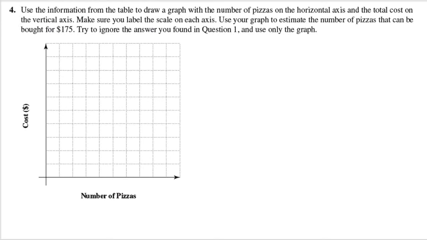Okay. So for my graph, I have number of pizzas on the horizontal axis. I have cost on the vertical axis. The first point I have to graph is 0 pizzas, $0. Now I have to think about my situation here. 1, 2, 3, 4, 5, 6, 7, 8, 9, 10. I have 10, and I know so far, according to my table, I have to go up to 30 pizzas.